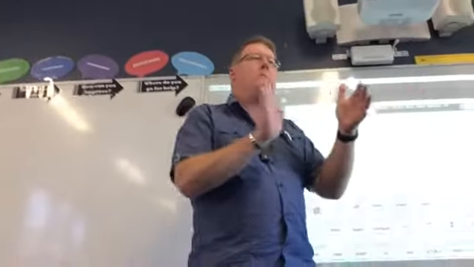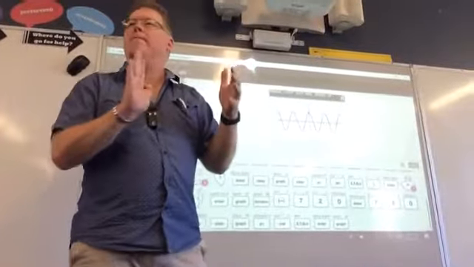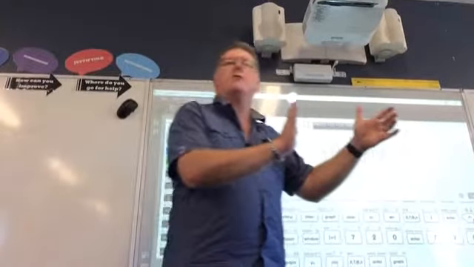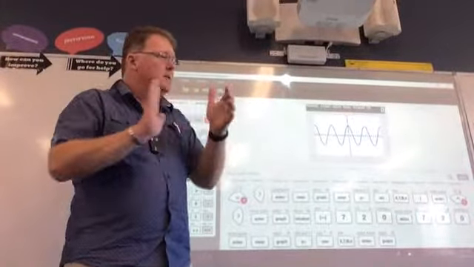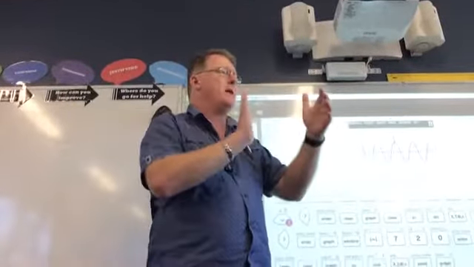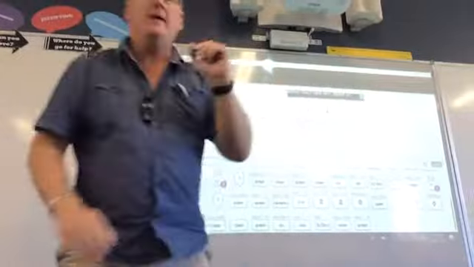So what do we call it when we move a graph to the left or to the right? A translation, and specifically, a horizontal translation. Good. So the sine curve and the cosine curve are exactly the same. They're just moved. Okay, have a crack at the next one.